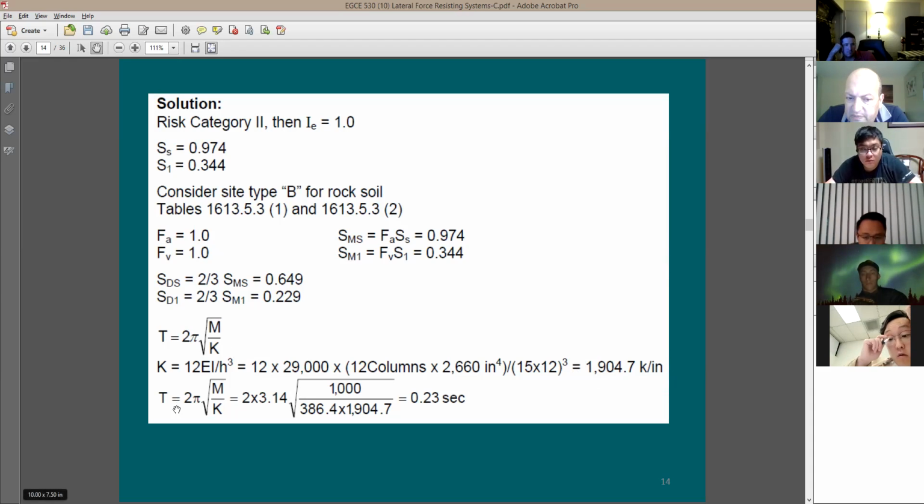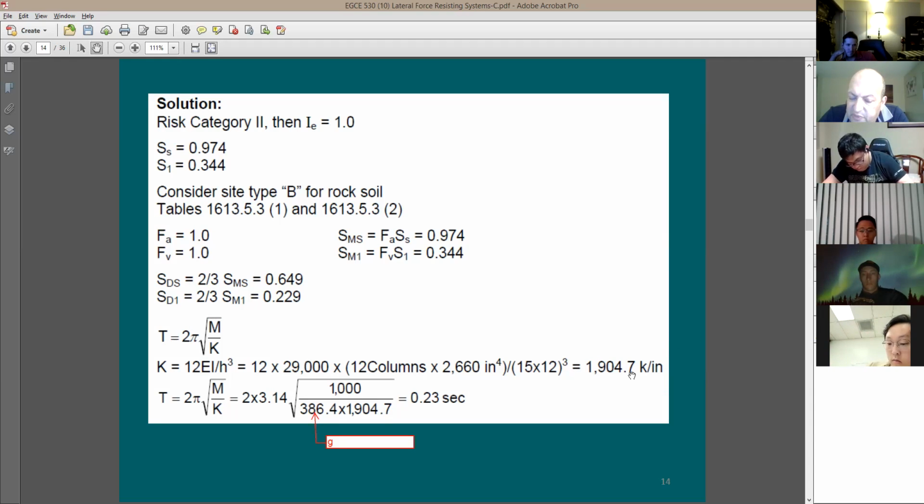Now my natural period equation is going to be 2 pi square root of 1,000, which is the weight, divided by g, this value here, 386.4 inch per second squared, divided by the stiffness, 1904.7 kip per inch for all columns. And with that, the natural period is equal to 0.23 seconds. So this natural period is based on dynamic properties. I don't have the approximate value yet, and I need to find it.